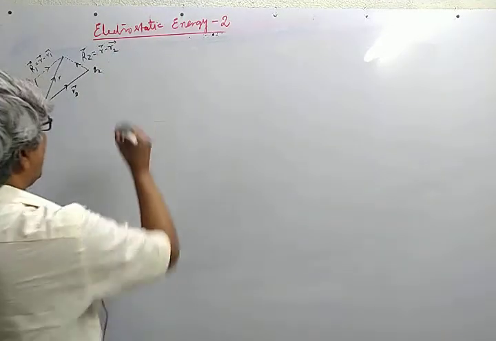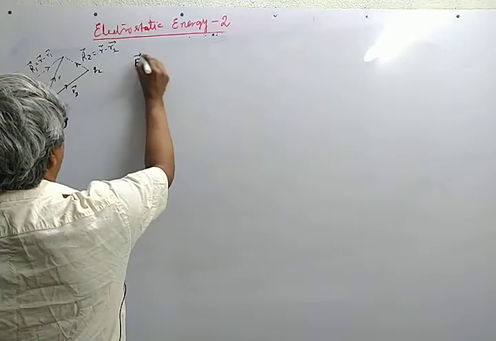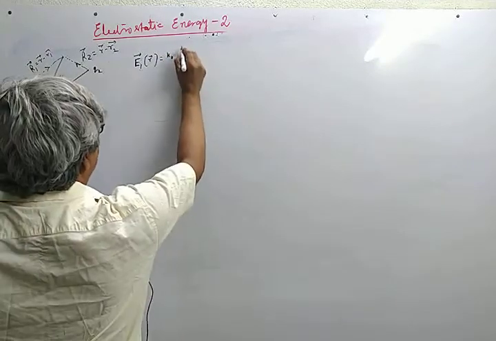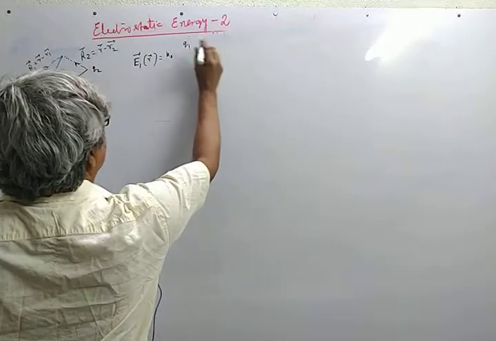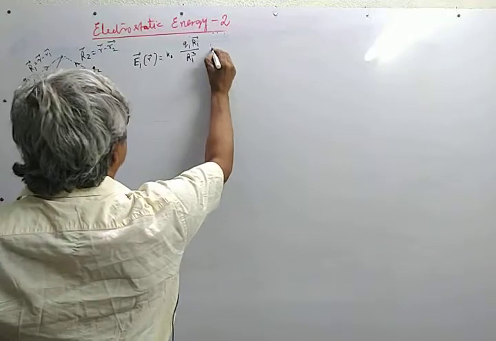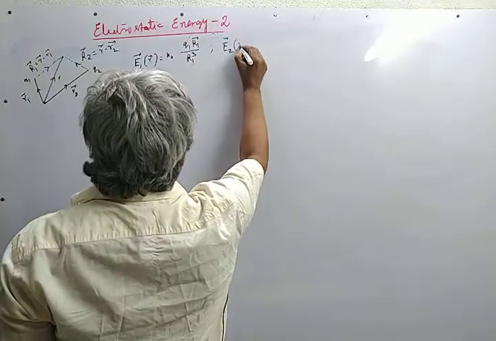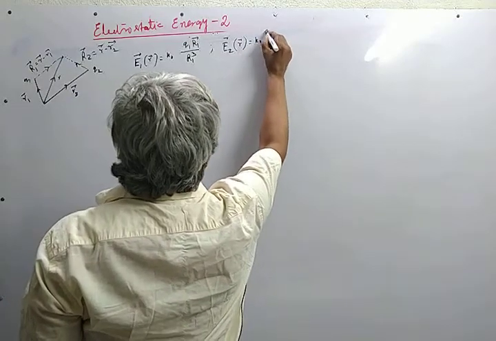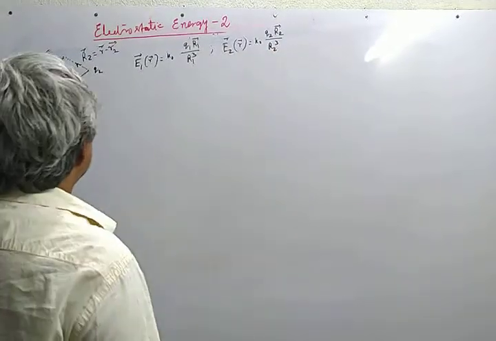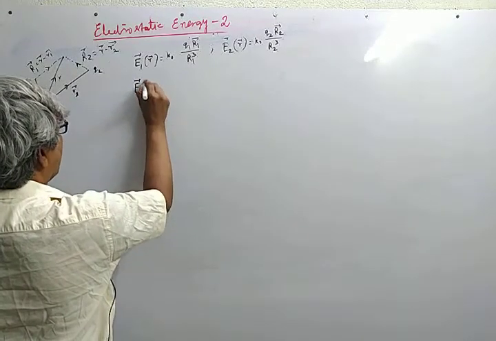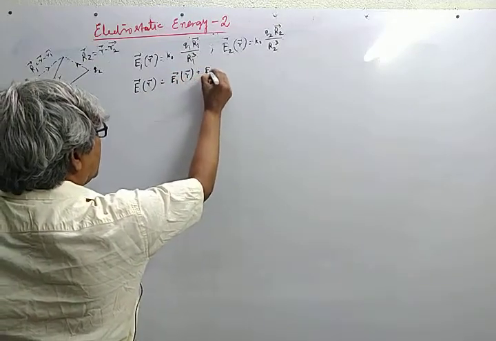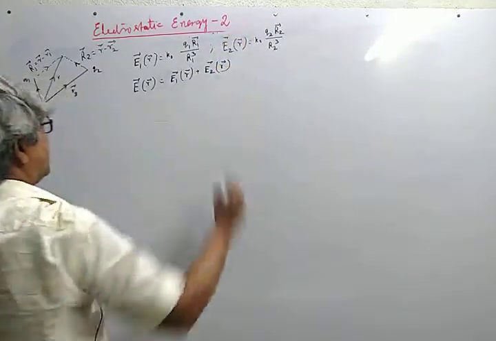So the field of one at R is K0, that is 1 upon 4 pi epsilon 0, Q1 R1 vector by R1 cube, and similarly E2 at R is K0 Q2 R2 by R2 cube. So the resultant field E is given by, which is the quantity just given by this.